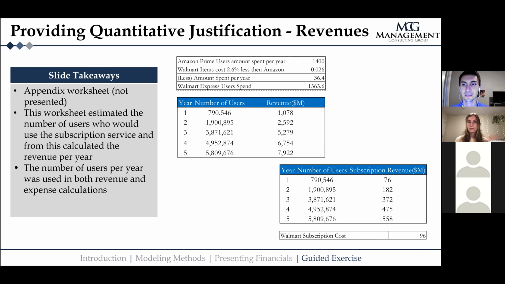Moving on to revenues. This is a lot simpler. As you can see, the last slide had a lot going on. This one's a little bit less. So maybe your recommendation will be more like this, where you're not going to need to do too much work. It's just a little bit of estimation.